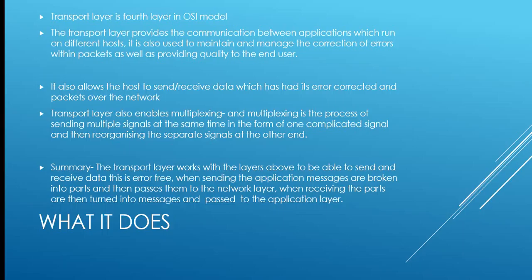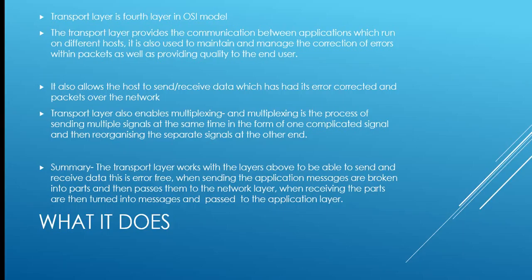Multiplexing is the process of sending multiple signals at the same time in the form of one complicated signal, and then reorganizing the separate signals at the other end. So when it's getting sent, it's in the form of one big signal where multiple signals form one signal, but as soon as the signal reaches the end, the signals disperse and go into their own individual location. That's what multiplexing is.